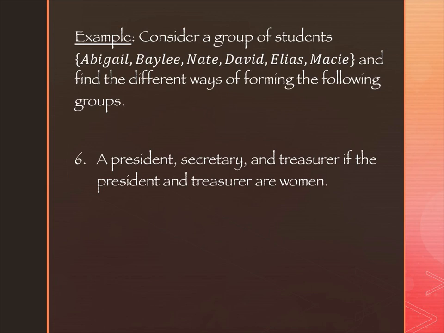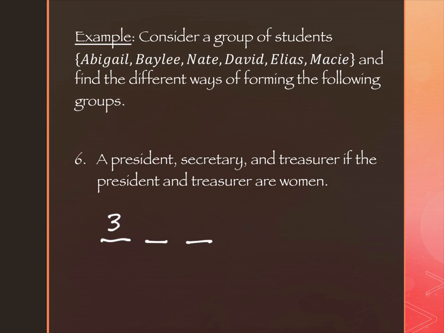President, secretary, and treasurer. I'm choosing 3 things. So I have 3 options that I'm going to fill in blanks for. This one tells me that the president and the treasurer have to be girls. So how many options are in the first spot for president? 3, because there's 3 girls.